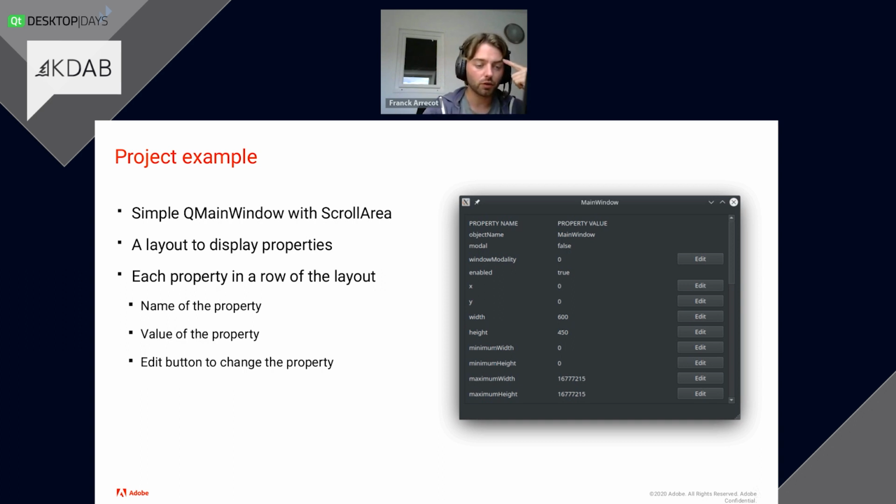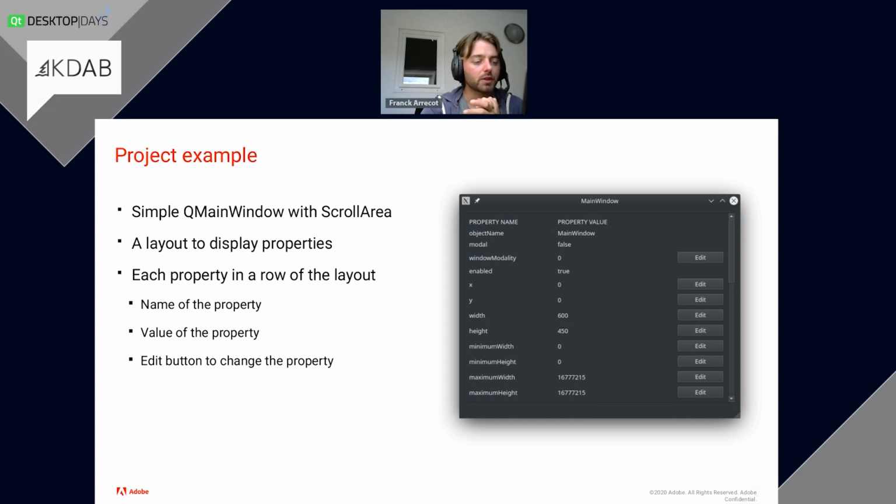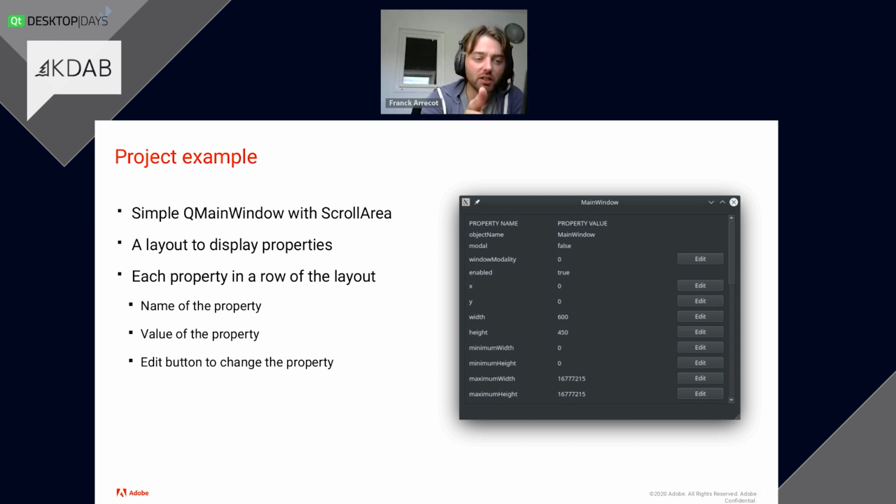So the whole idea is to have this window and display the list of the properties, so the property name and the property value. And if the value is of an integer type, we want to be able to edit it. Okay, so simple application, simple use case, but there are different kinds of approach to do that. Name of the property, value of the property, edit button when the property is of the given type. So how do you achieve this window?